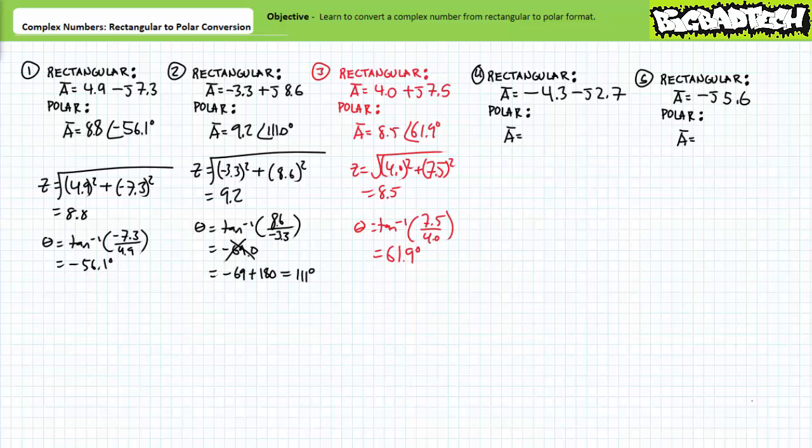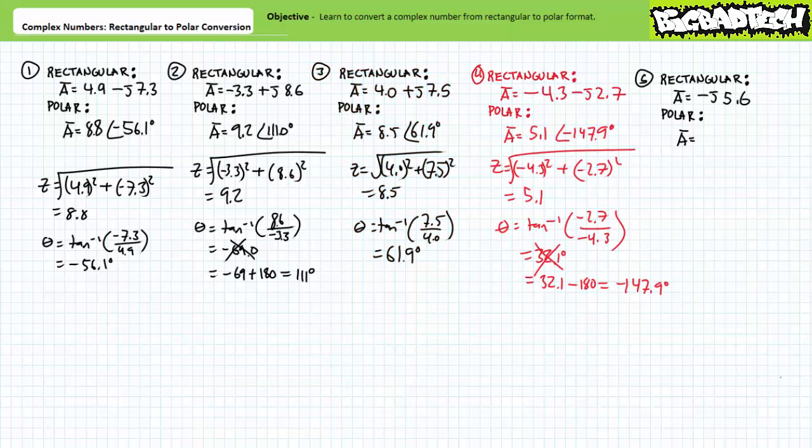For our third example problem, 4.0 plus j 7.5 is roughly equivalent to 8.5 at an angle of 61.9 degrees. Note rectangular format would place us in the first quadrant, and our resultant angle is between 0 and positive 90 degrees, as we'd expect. For our fourth example problem, negative 4.3 minus j 2.7 is roughly equivalent to 5.1 at an angle of negative 147.9 degrees.